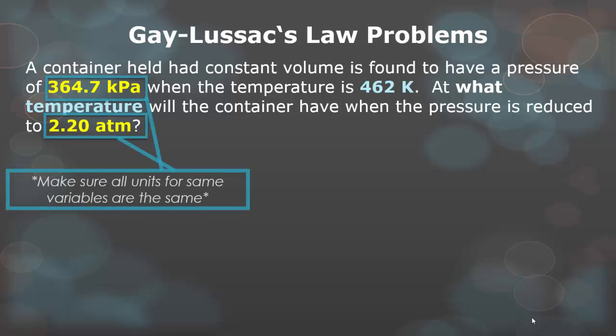So right off the bat, we are noticing that our pressures are not in the same units. So the first thing we did is we converted the 2.2 atmospheres into kilopascals. Looking at the ratio, if 1 atmosphere is equal to 101.3 kilopascals, we can then take 2.2, multiply it by the kilopascal unit, and we'll get 222.86 kilopascals. This is our secondary pressure.